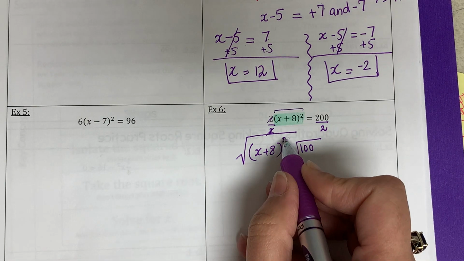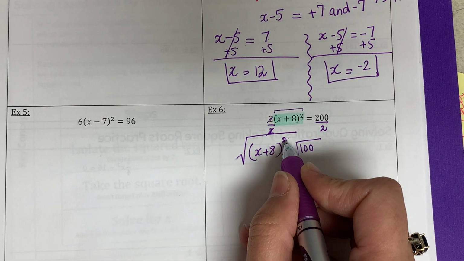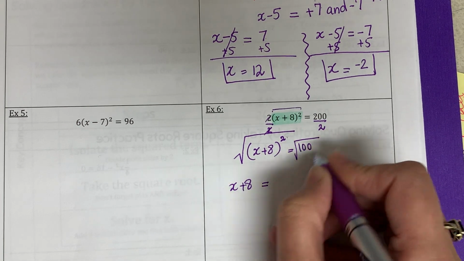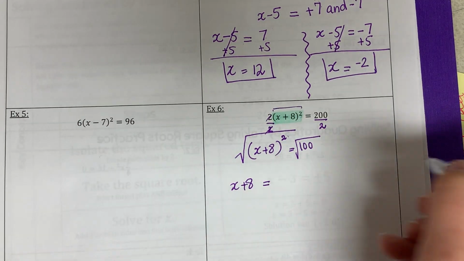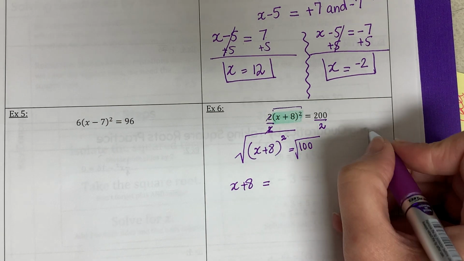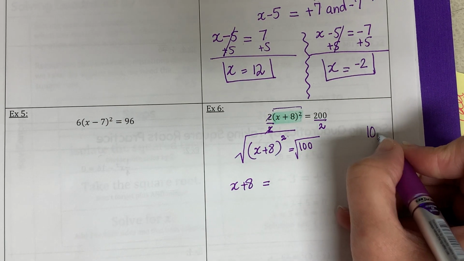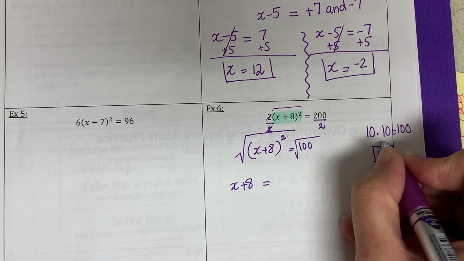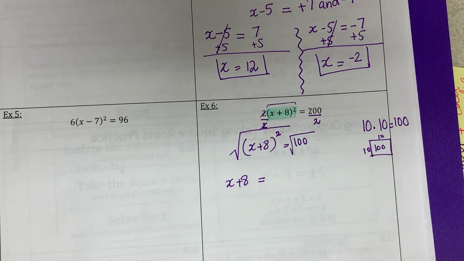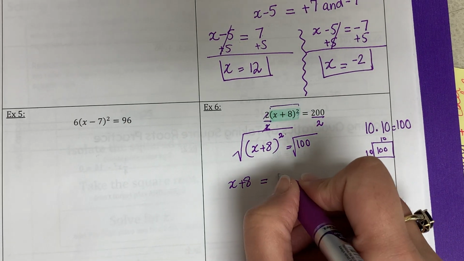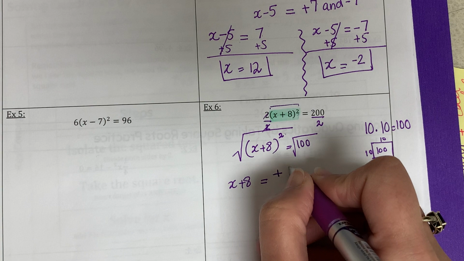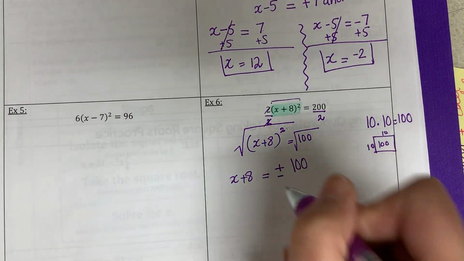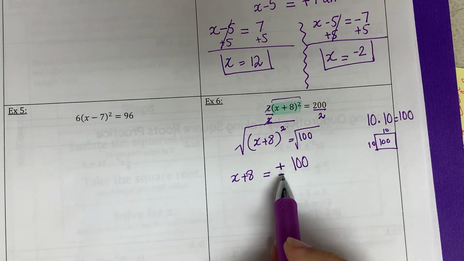And the square root cancels the square part. I'm left with x plus 8 equals the square root of 100, which is 10. If you don't know, you can check the calculator. 10 times 10 is 100. It's a square that has a 10 and a 10 over here. And in math, you write it like this, plus 10 minus 10, not separately. So this is the proper way of writing plus 10 minus 10.